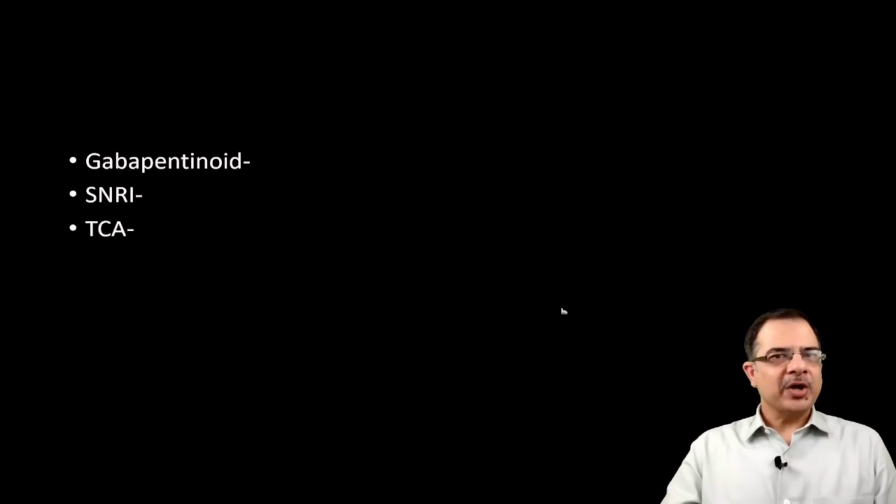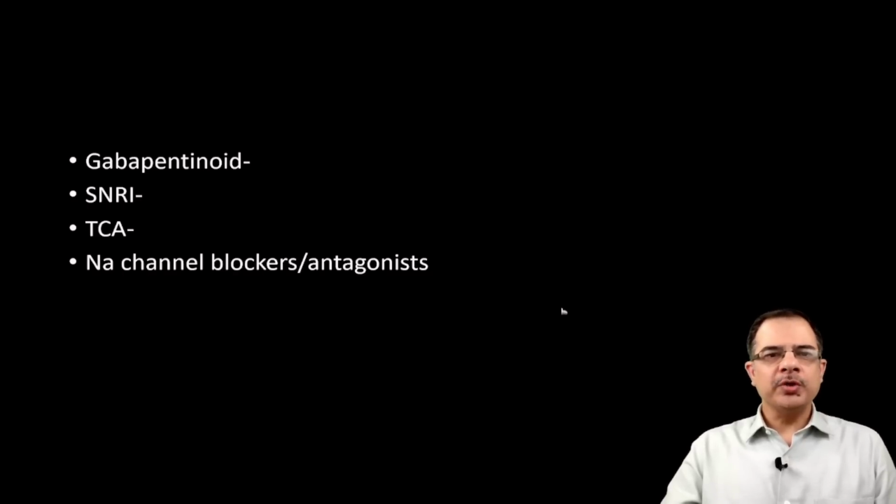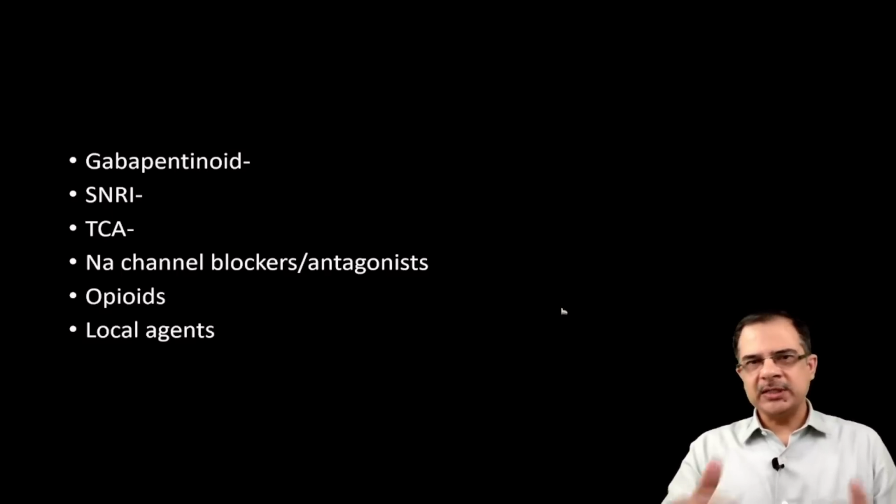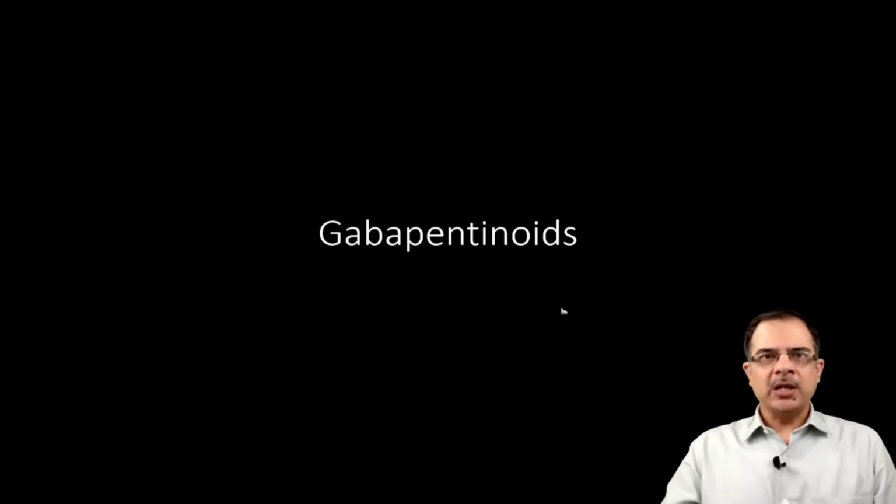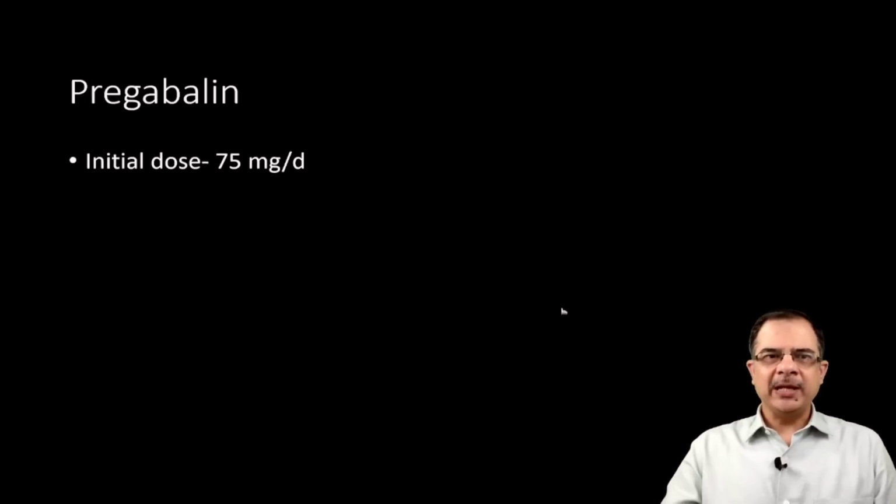The drugs which are available with us are gabapentinoids like pregabalin or gabapentin, SNRIs, that is serotonin norepinephrine reuptake inhibitors, tricyclic antidepressants, or sodium channel blockers like valproate or the anti-epileptic medications. Opioids or local agents can be used. So this is a list of the agents available for treating the neuropathy.